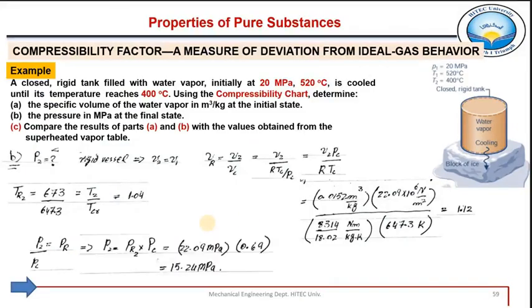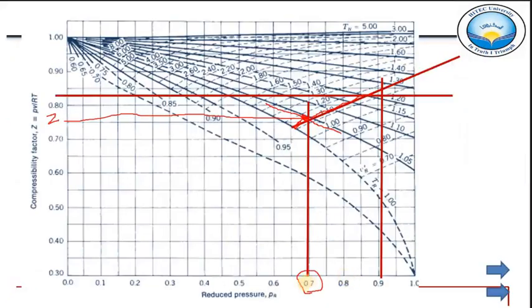So now from the chart we have calculated PR, and PR is given as P over P critical, P at second state, P2 over P critical. So from here we can calculate P2. P2 is equal to PR, the reduced pressure, which we have seen from that table. This reduced pressure is about 0.69. Or you can calculate P2 with the help of Z.